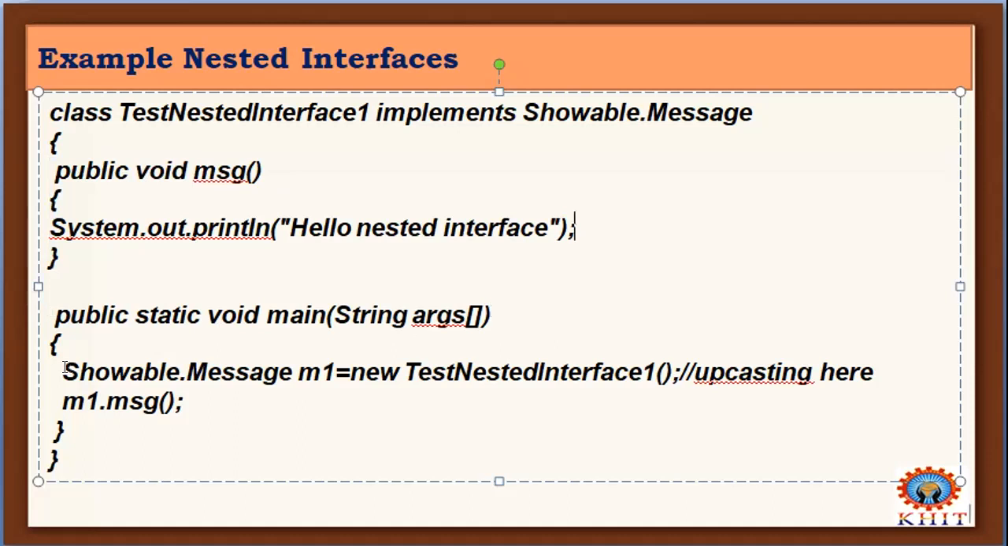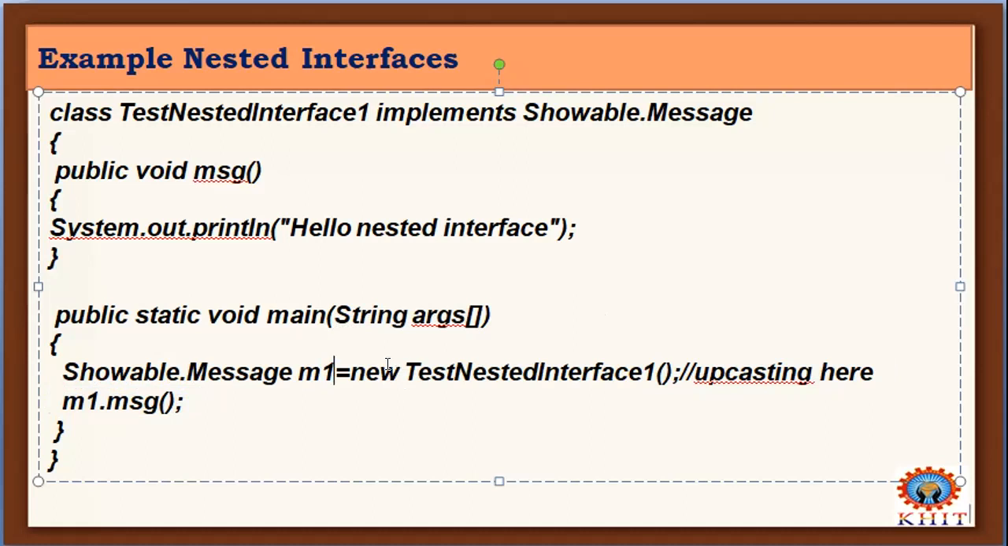Okay, then see, this is the important point. What is the total interface name? Showable.Message. This refers to the nested interface concept. So we are creating a reference variable for this total Showable.Message. I have created a reference variable for the interface Showable.Message, and its name is m1. Okay, the name of the reference variable is m1 is equal to new.